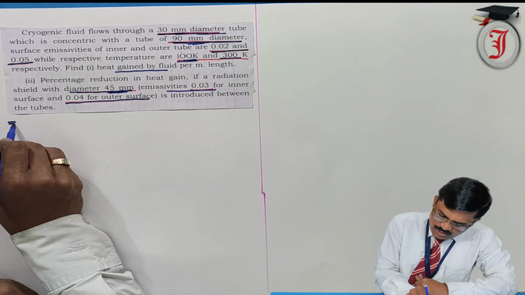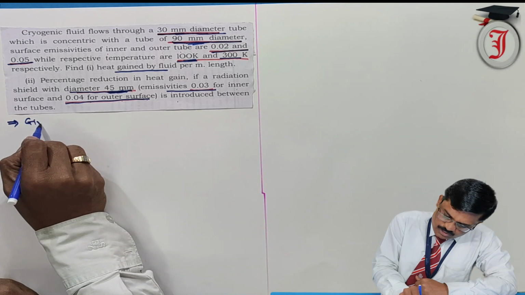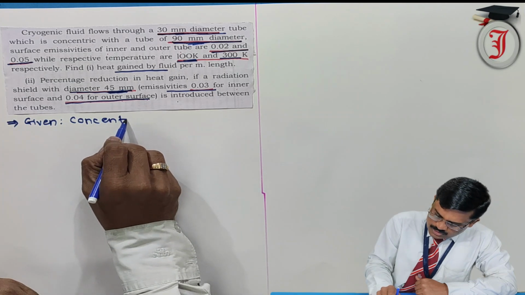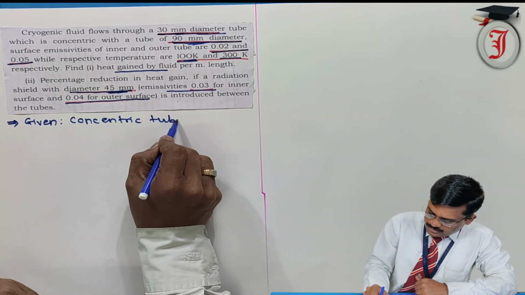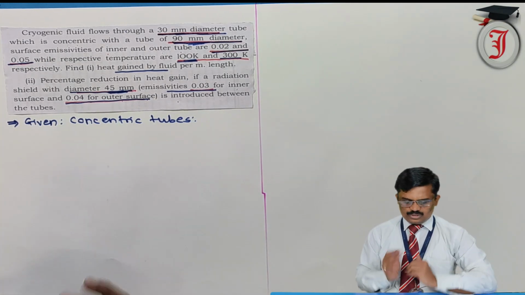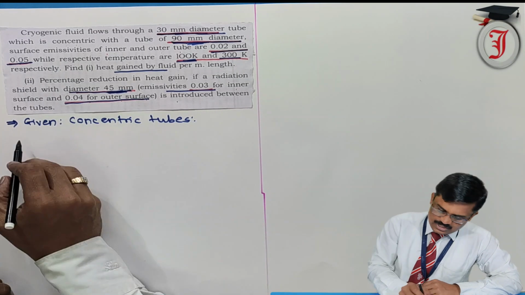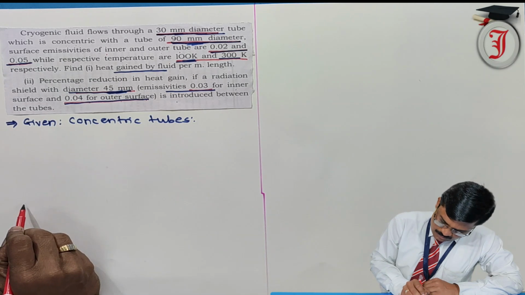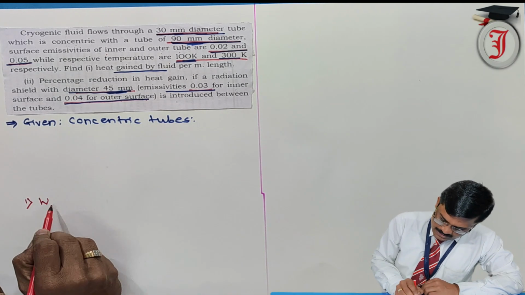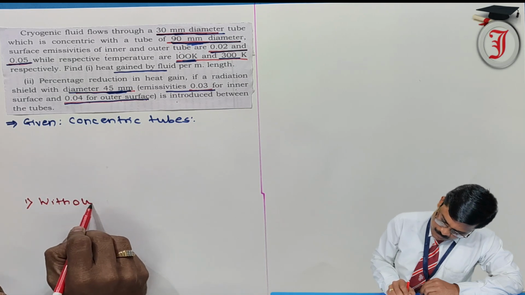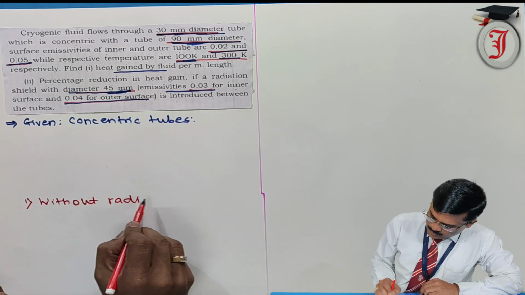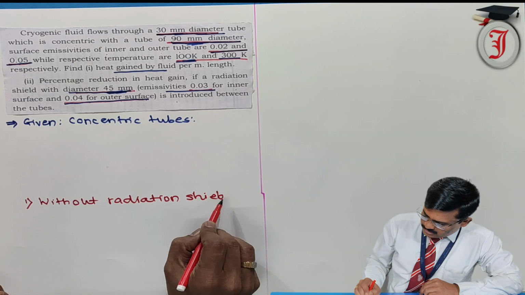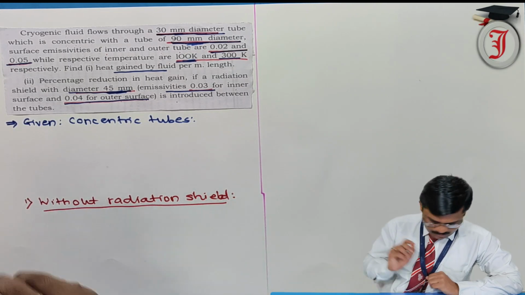Concentric tubes are given to us. So let us first solve it for when the radiation shield is not inserted. So the first point, without radiation shield. Okay, so let us first note down the data given to us.